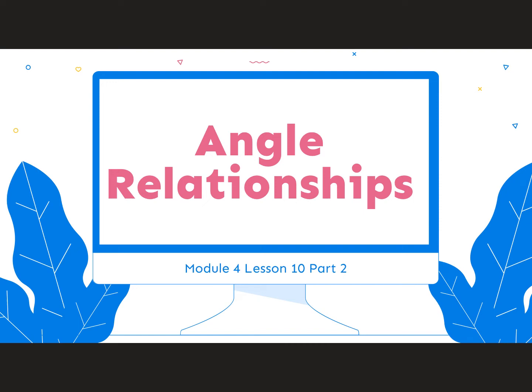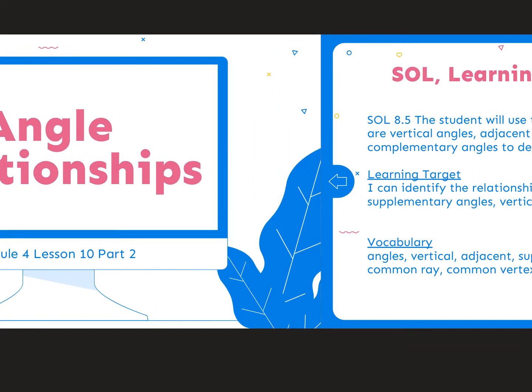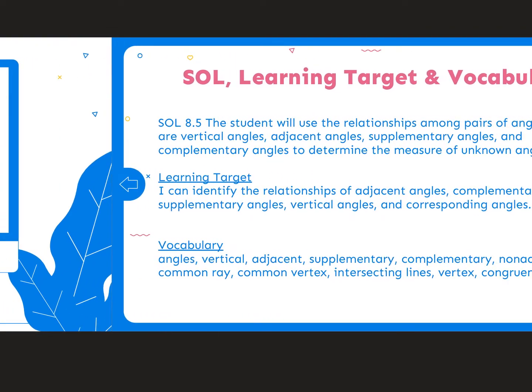For today's lesson, we're going to take a look at Module 4, Lesson 10, Part 2. So again, we're looking at angle relationships, but this time we're going to put a little extra to it. Yesterday, or previous notes, we looked at just determining angle measures just based on relationships. Now we're also going to do that, but we're going to have to do a little bit of solving with it as well.